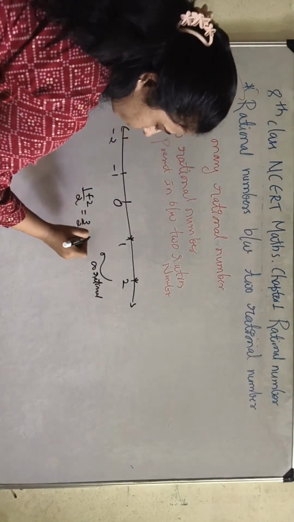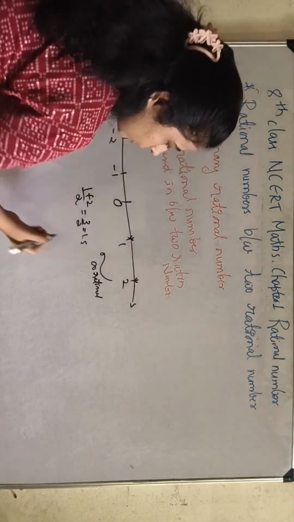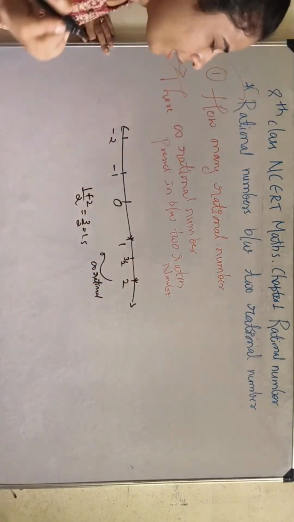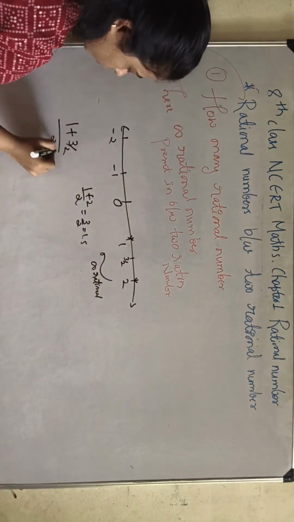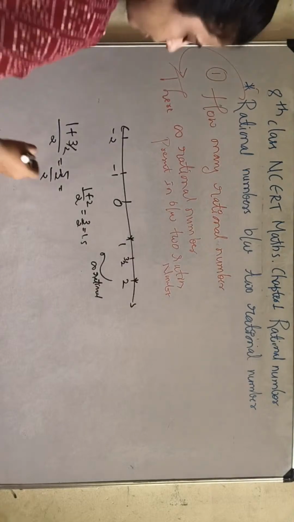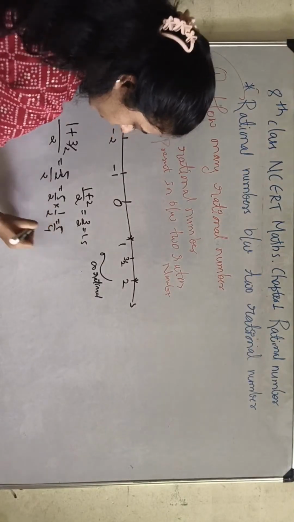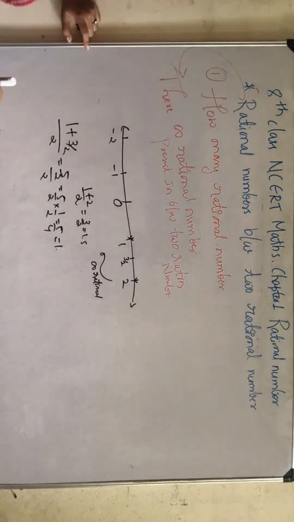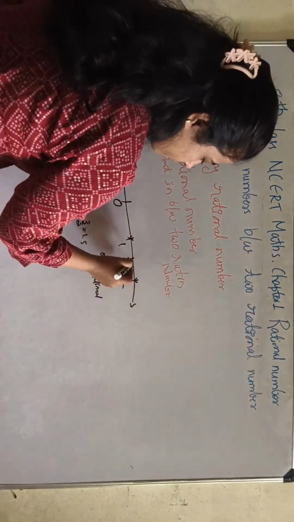What? 3 by 2. 3 by 2 is what? See, 3 by 2 lies at 1.5, something like that. It will come somewhere here. Right? You can write this as 3 by 2. Again, next, you have to take the average of this: 1 plus 3 by 2 divided by 2. Then it is what? 5 by 2 into 1 by 2, which is nothing but 5 by 4. And 5 by 4 is what? 1.25, something like 1.2. So you can write 5 by 4 somewhere here.